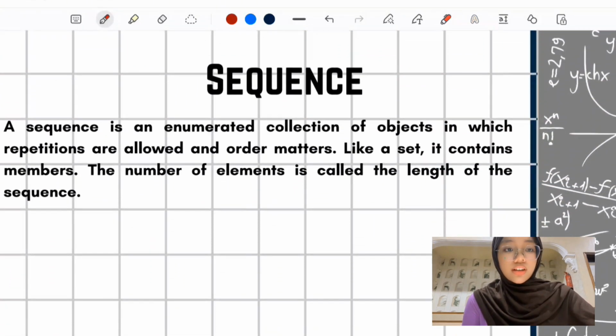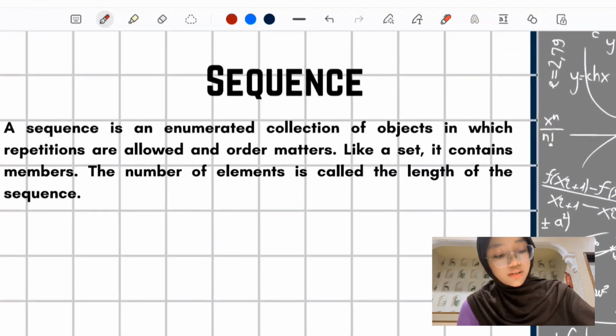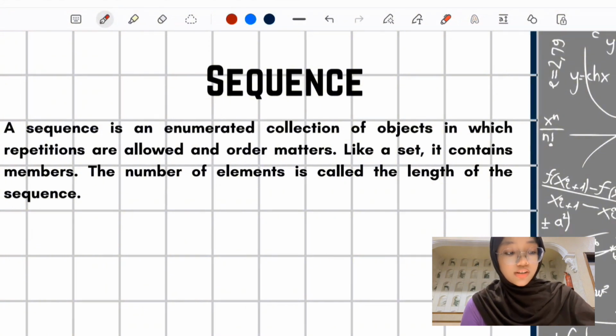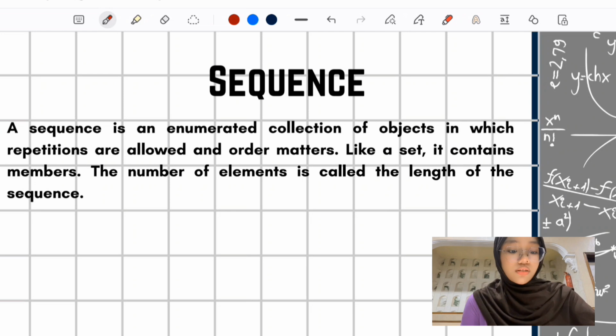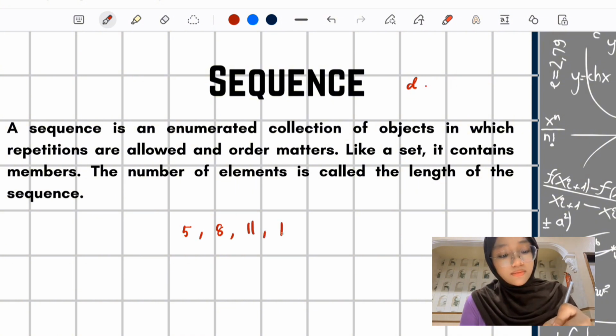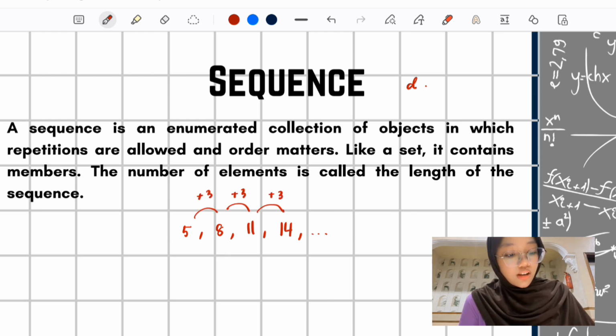Before that, what is an arithmetic sequence? An arithmetic sequence is a sequence of numbers in which the difference between consecutive terms is constant. This difference is called the common difference and is written as d. For example, consider the sequence 5, 8, 11, 14. Here, each term increases by 3, so the common difference d is 3.